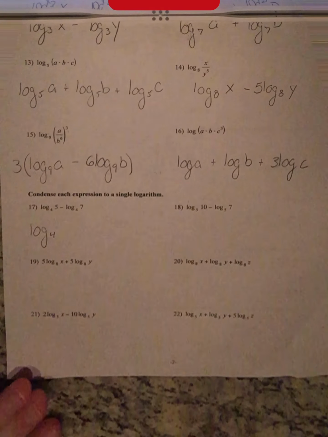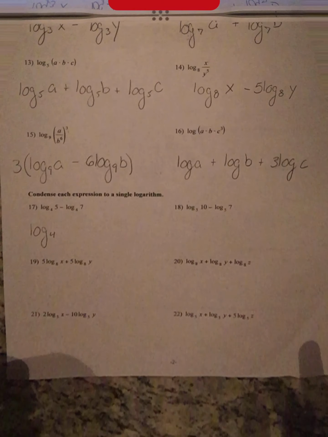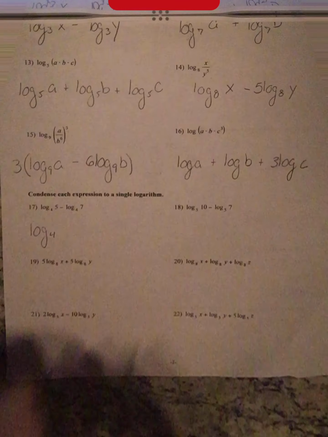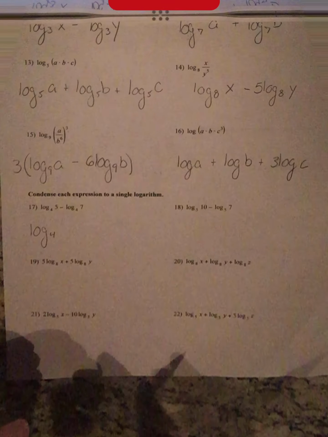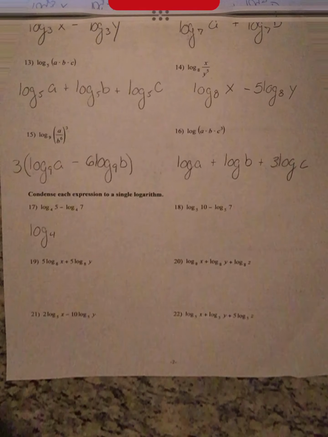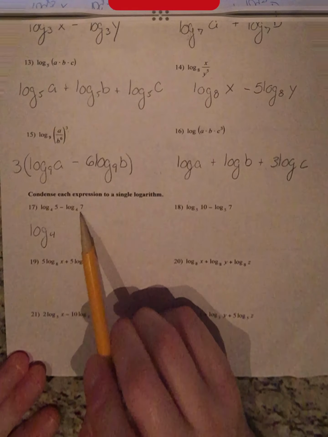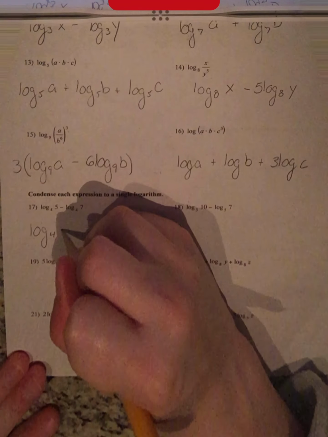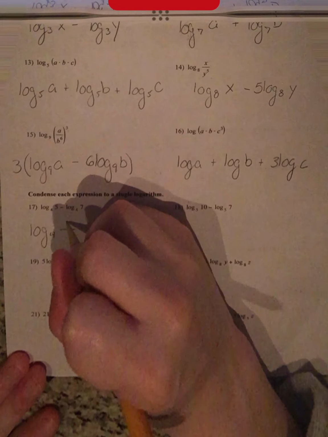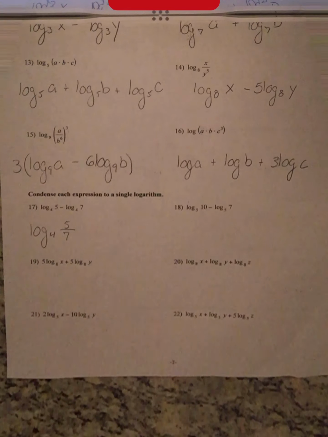Okay, so in these problems, if it is plus, we're turning it back into multiplication. If it's minus, we're turning it back into division. And if we have a number in the front, that was the exponent. So here we go. We have minus between these two logs. So if it was minus, it was a division problem. So it's going to be 5 on the top and 7 on the bottom.